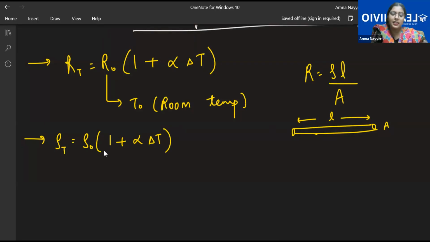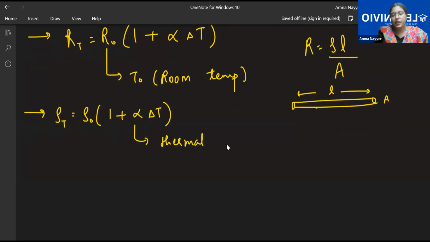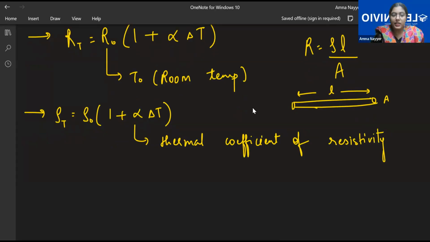Rho T, this is the resistivity at any temperature T. Rest of the things will remain the same. But alpha has a little different meaning here. Instead of thermal coefficient of resistance, it is the thermal coefficient of resistivity. So same units and everything. This is the thermal coefficient of resistivity. Okay, thermal coefficient of resistivity.